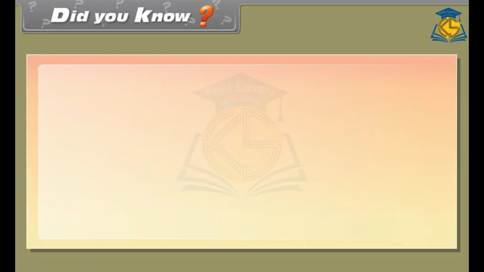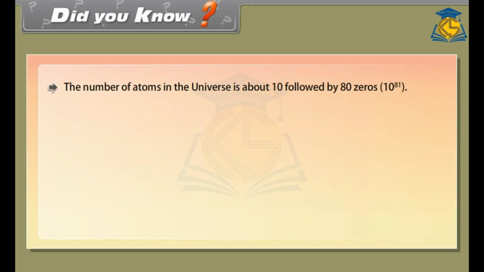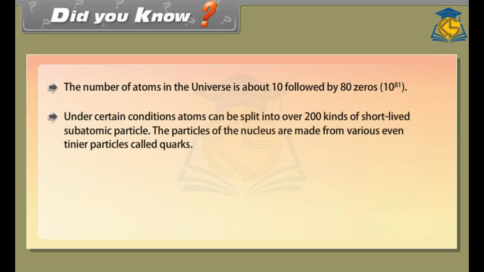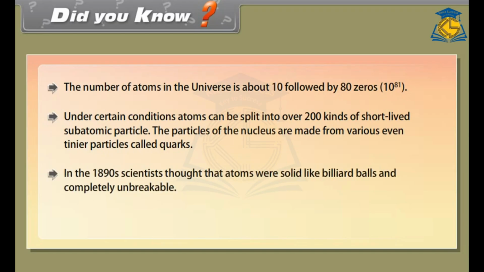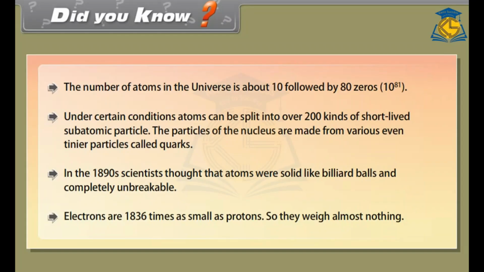Did you know? The number of atoms in the universe is about 10 followed by 80 zeros. Under certain conditions, atoms can be split into over 200 kinds of short-lived subatomic particles. The particles of the nucleus are made from various even tinier particles called quarks. In the 1890s, scientists thought that atoms were solid like billiard balls and completely unbreakable. Electrons are 1,836 times smaller than protons, so they weigh almost nothing.